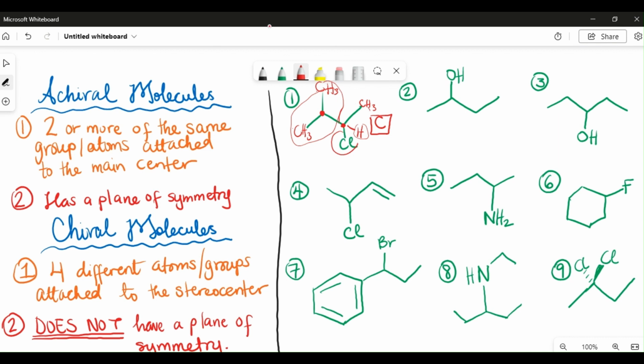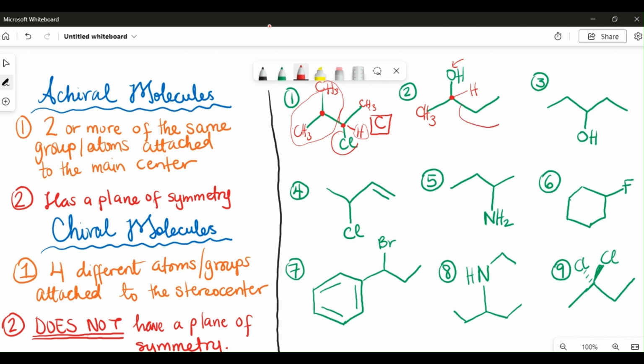Now let's do this again. Let's see this one here. This main carbon is attached to OH, okay? And then this one is attached to CH3. So that's a different group. Then you have the imaginary hydrogen, because we always have to have four atoms attached to the center. So that's a third different group. So a methyl group CH3, an OH group, and an H group.